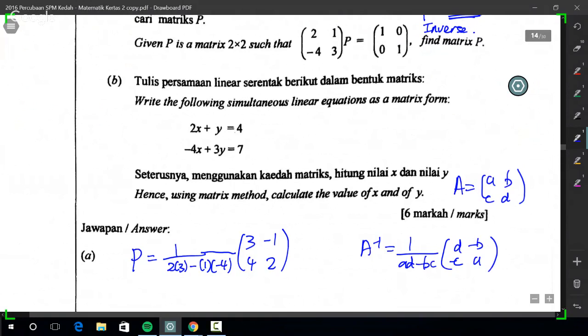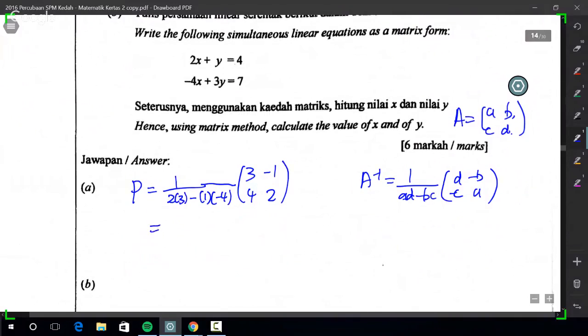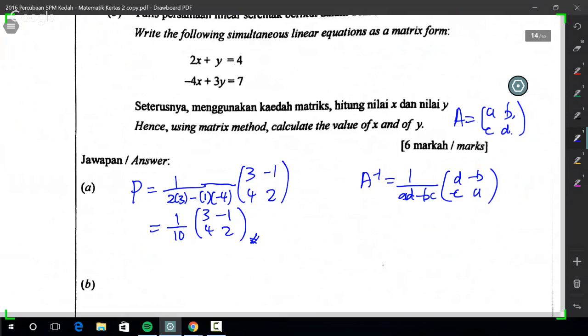Right, so basically when I say 1 over AD, I mean A multiplied with D, minus BC means B multiplied with C. And then D and A you have to swap place, C and B you have to add a negative. Then you will get exactly what I got here. So this one is basically 1 over 6 plus 4, 6 plus 4 is 10, 3, -1, 4, 2. That's all. If you want to multiply the 1 over 10 into it, can also. If you don't want, also never mind.